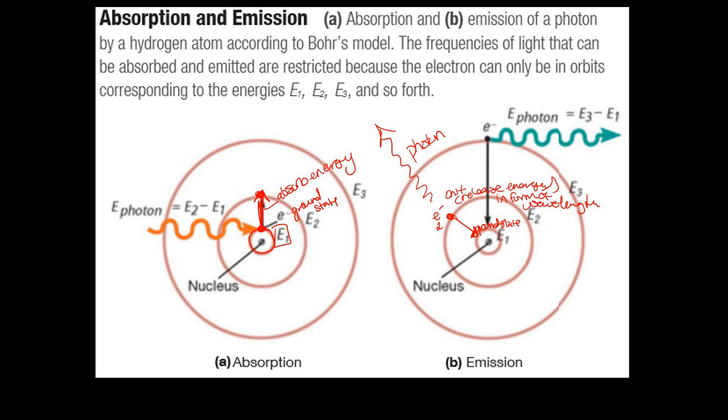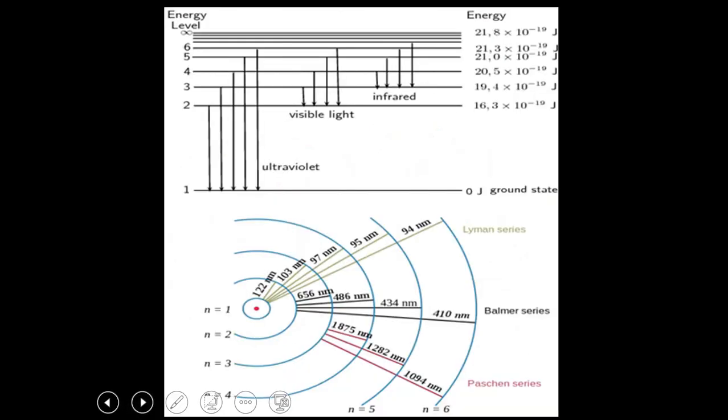And the bigger the jump we see, the more energy we're going to release. So looking here, we have our ultraviolet, visible light, and infrared. If we wanted to see the one with the most energy given off, it would be going from 6 to 1, so falling from the 6th energy level back down to the 1st energy level, aka the ground state. We're going to give out the most energy, meaning we're going to have the smallest wavelength.